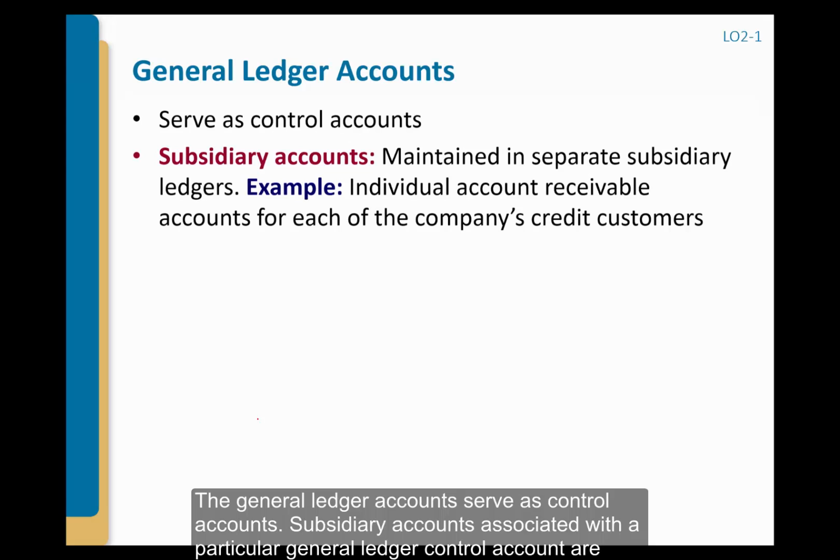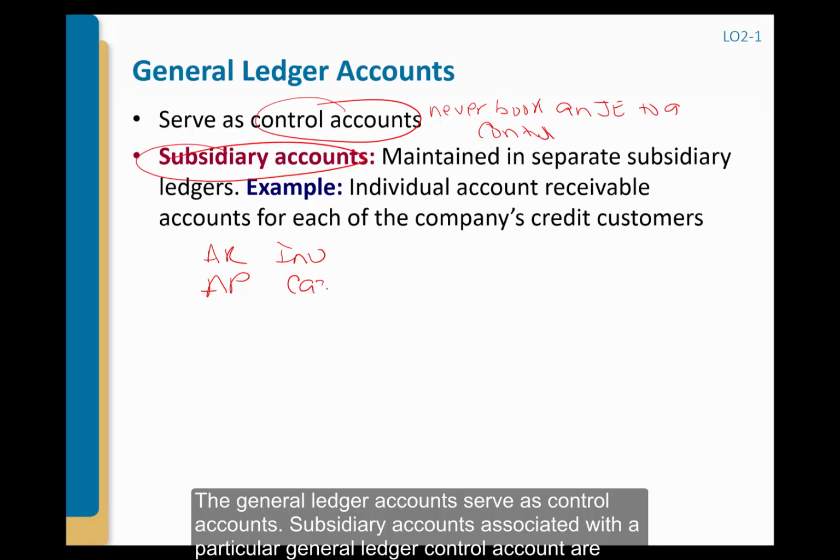We have control accounts. Usually a control account, you never book an entry to a control account. Never book a journal entry to a control account. Never. It is usually done through the subsidiary ledger. So for example, accounts receivable, accounts payable, inventory, cash, those are all common control accounts. You do not record directly, you do not debit cash, right? Or you do not debit accounts receivable. You're going to debit the customer's account through the subsidiary ledger, which is the subsidiary account.